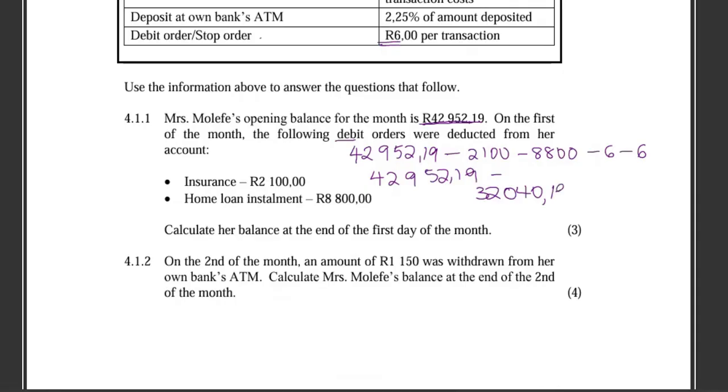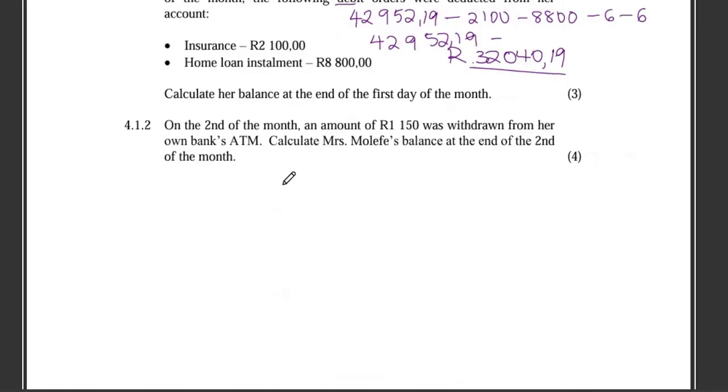40 rands, 19 cents. That's her balance. Okay, we continue. 4.1.2. On the second day, on the second of the month, an amount of 1,150 was withdrawn from her own bank's ATM. Calculate Mrs. Molefi's balance at the end of the second day. Now remember, on the second day the balance is at this much.